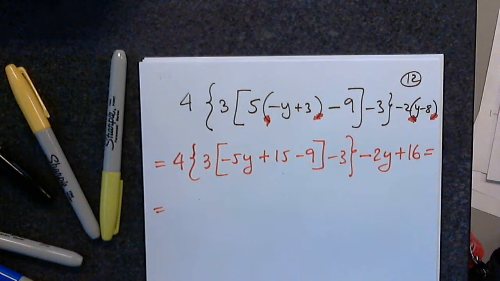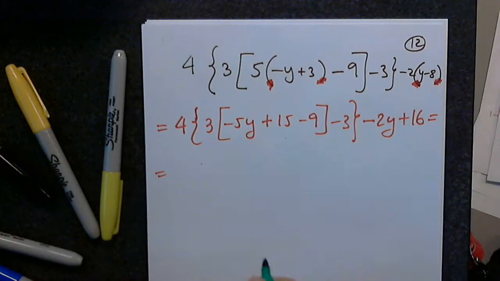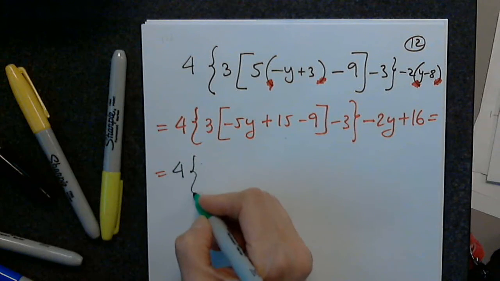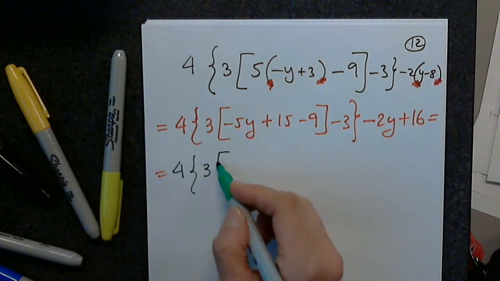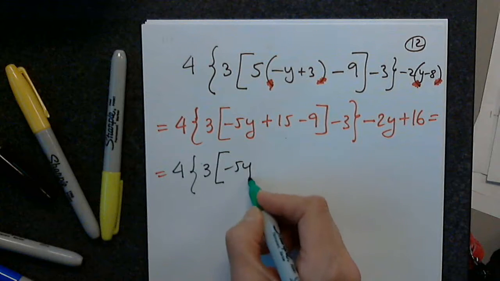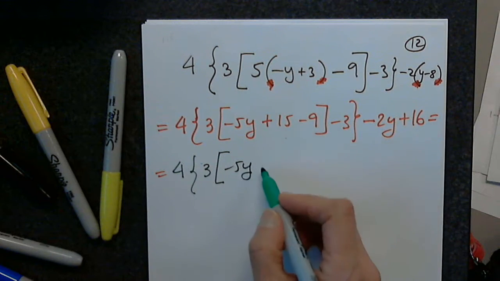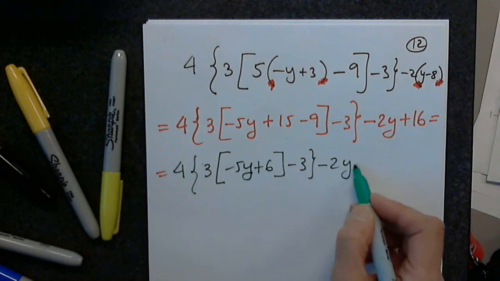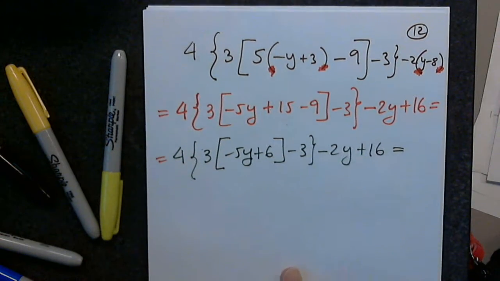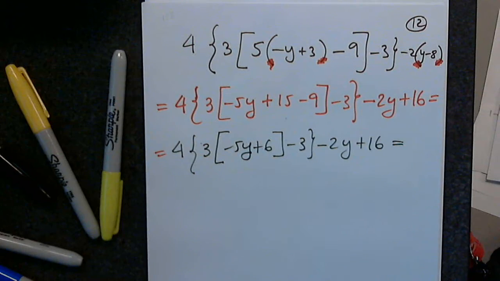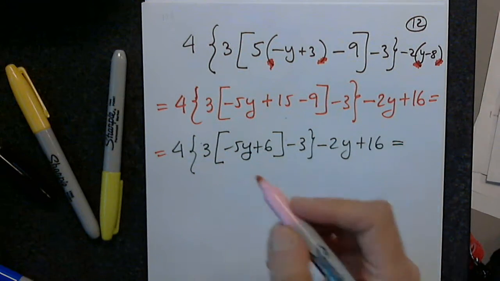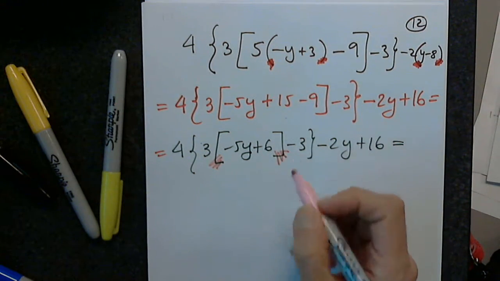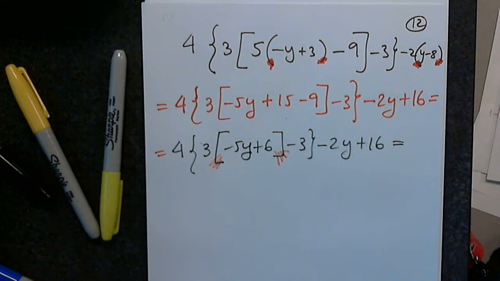That's my next step. I don't do anything else. I copy everything else step by step. So I have 4. I copy the brace and 3. I copy the bracket, negative 5y. I can't do anything. And 15 minus 9 is positive 6. Copy, copy, copy, copy, copy. My next step now, I want to eliminate this. Those 2 should go away in this step.